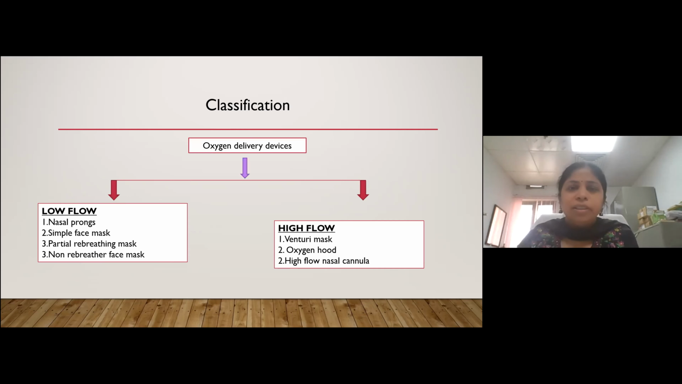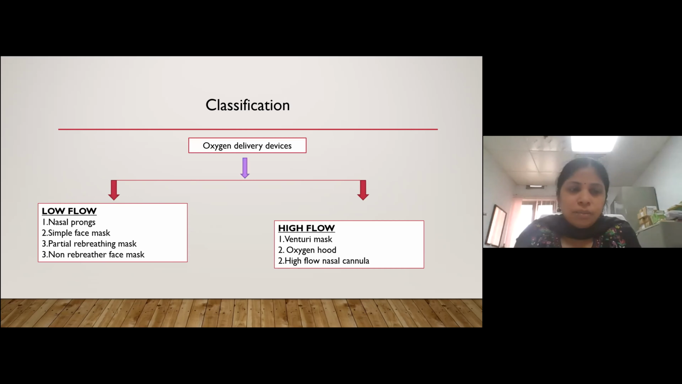The classification system for oxygen delivery devices includes low flow system and high flow system. The low flow and high flow is basically dependent on the patient's respiratory demand. So if your oxygen delivery devices are providing a flow lesser than the patient's respiratory demand, they are classified as low flow, and vice versa for high flow.